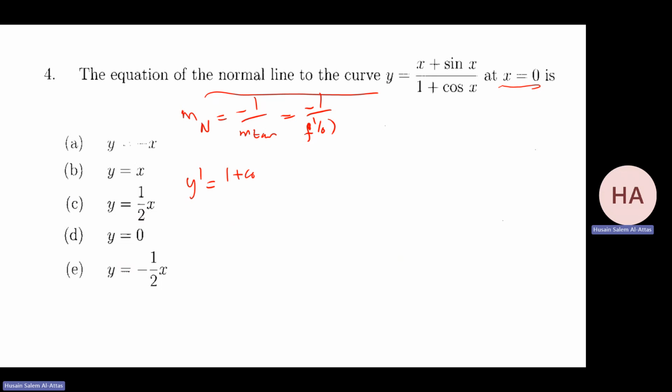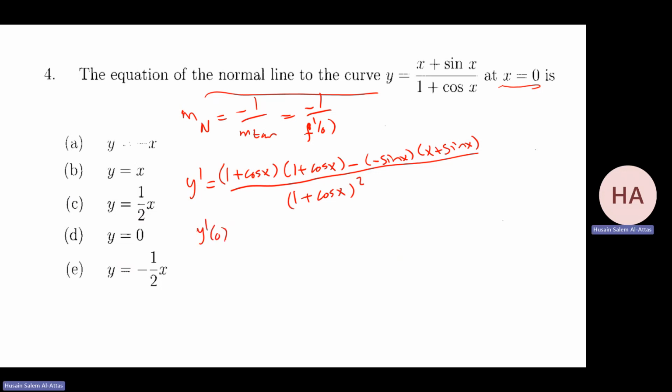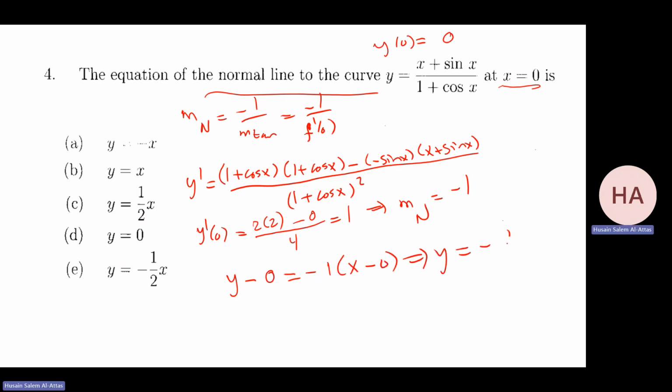y prime equals (1 plus cosine x) times (1 plus cosine x) minus sine x times sine x, over (1 plus cosine x) squared. So y prime at 0 will be what? I have 1 plus, this is 2 times 2, minus 0, over 2 squared, which is 4. That will be 1. So the slope of the normal will be minus 1. What is f at 0? y at 0 will be 0. So I have y minus 0 equals minus 1 times x minus 0. So the equation is y equals minus x.